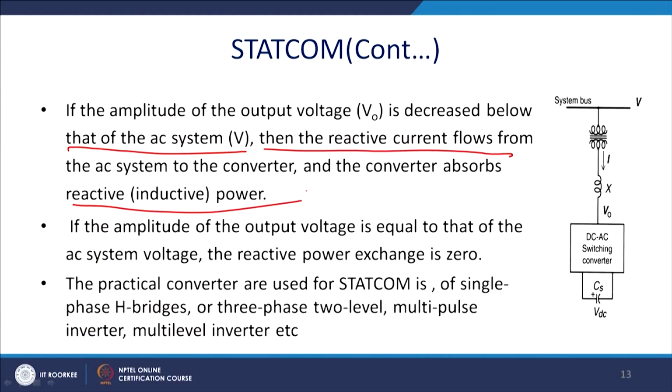If the amplitude of the output voltage is equal to the system voltage, the reactive power exchange is 0. So, it is in a floating state; generally we do not do that. The practical converters used for the Statcom are a single phase H bridge, or a 3-phase 2-level, multi-pulse or multi-level inverter, depending on the rating and size of the inverter. If it is connected to high voltage, then generally it is a multi-level inverter. It may be a cascade H bridge that gives flexibility, and it may be a GTO based converter. That can be a multi-pulse converter. So, many kinds of topology are possible here.